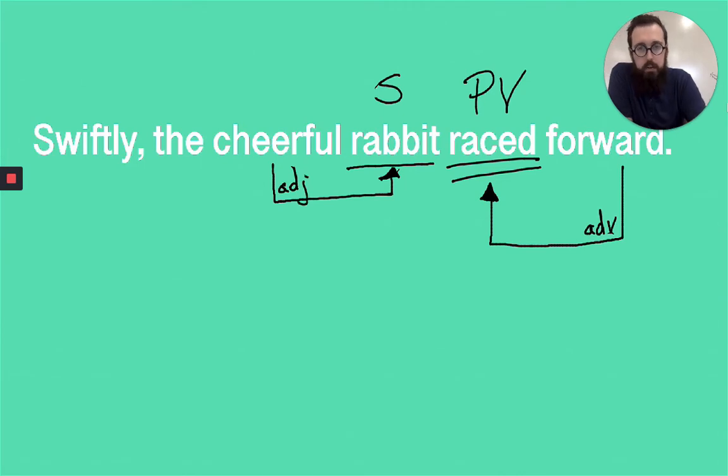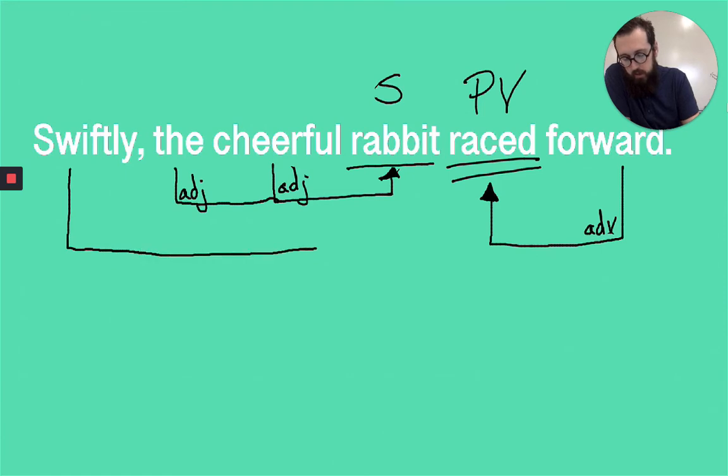It's modifying a noun. And then the cheerful rabbit tells me which one. That is also an adjective. And I can connect my bracket because they are modifying the same word and coming from the same direction. Swiftly tells me how the rabbit raced. So I'm going to go a little bit lower and go underneath my adjectives bracket and then go back and create a new arrow for raced.